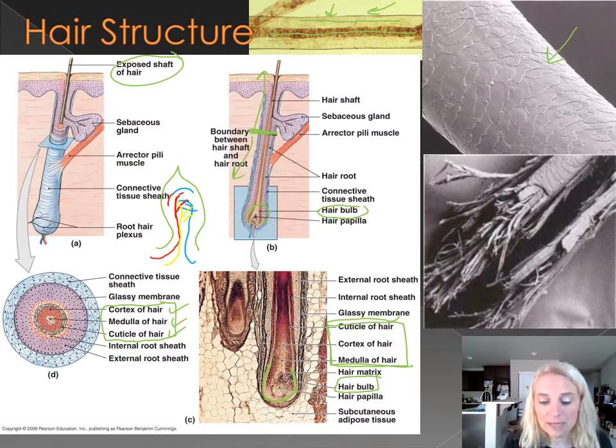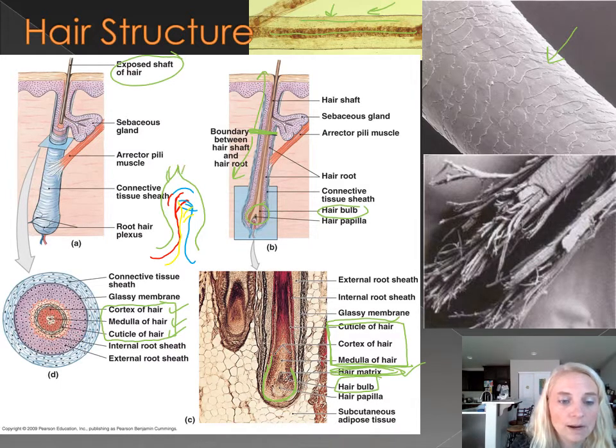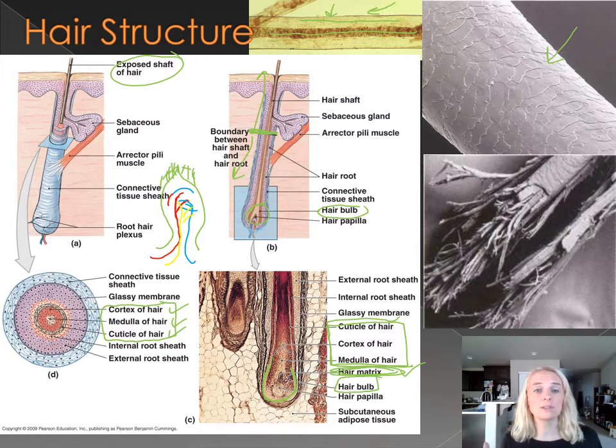And at the very tip of that, we have what's called the hair matrix. So that's going to be kind of hard to see. So I'm going to draw it like right here. The hair matrix are some cells, kind of like column-like cells. These are the cells that go through replication to make your hair. Very similar to the stratum basale going through mitosis to make more skin cells, the matrix cells repeatedly go through mitosis to make more hair. And so that's how your hair grows.